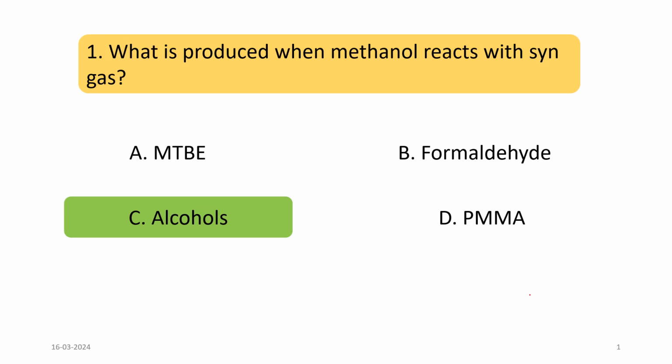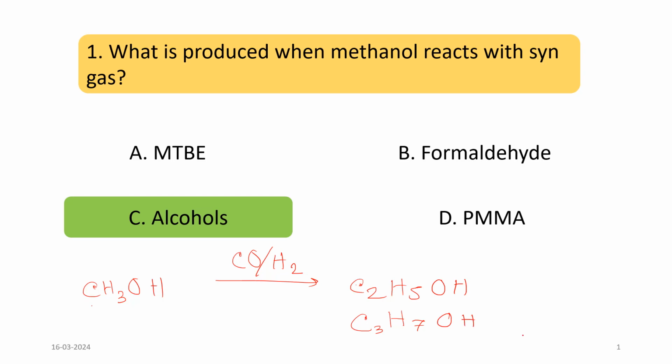So this is methanol. It reacts with syngas, that is a combination of CO and H2, and produces C2H5OH, C3H7OH, that is all kinds of alcohols. Okay, so the answer was alcohols.